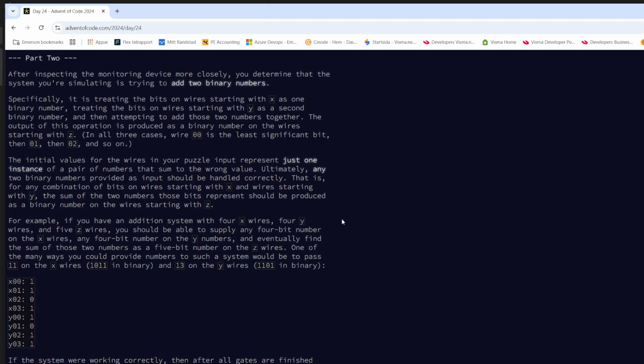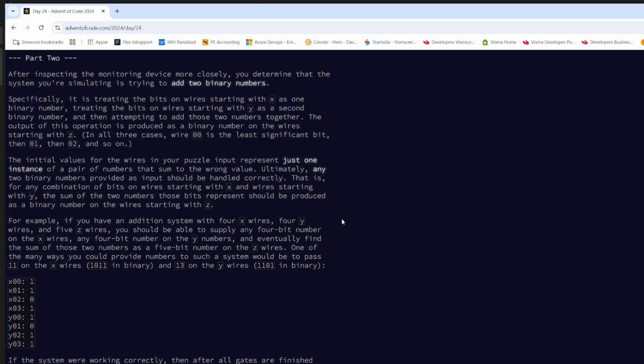The initial values for the wires in your puzzle input represent just one instance of a pair of numbers that sum to the wrong value. Ultimately, any two binary numbers provided as input should be handled correctly. That is, for any combination of bits on wires starting with X and wires starting with Y, the sum of the two numbers those bits represent should be produced as a binary number on the wires starting with Z. For example, if you have an addition system with 4 X wires, 4 Y wires, and 5 Z wires, you should be able to supply any 4-bit number on the X wires, any 4-bit number on the Y wires, and eventually find the sum of those two numbers as a 5-bit number on the Z wires.